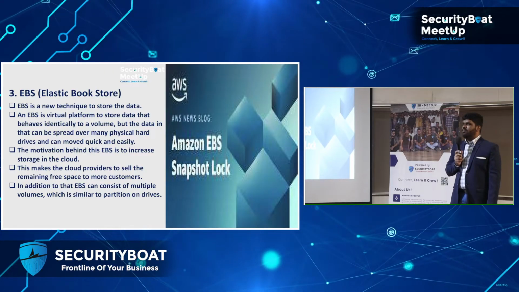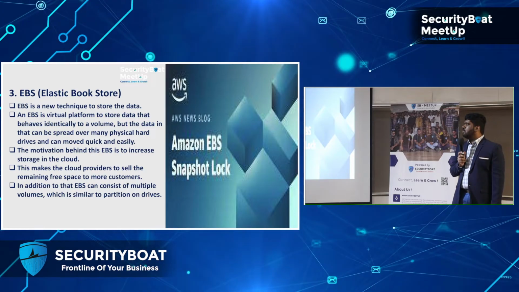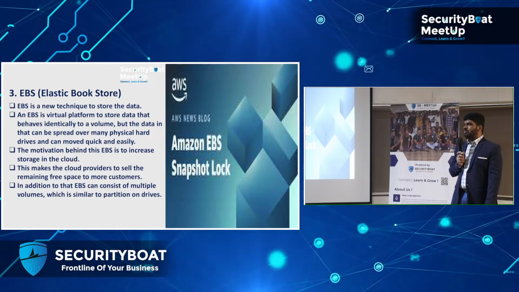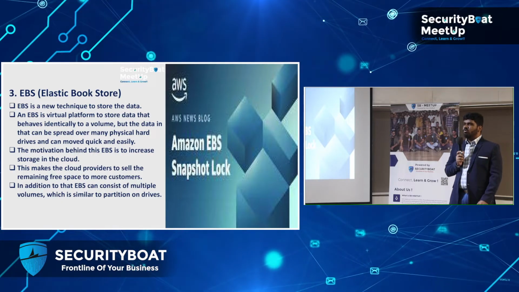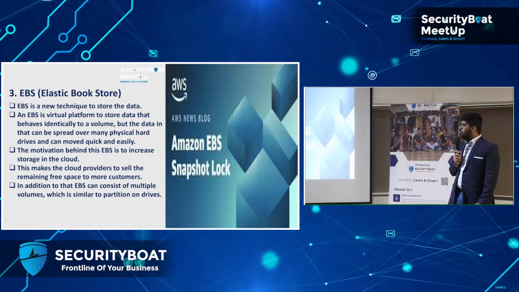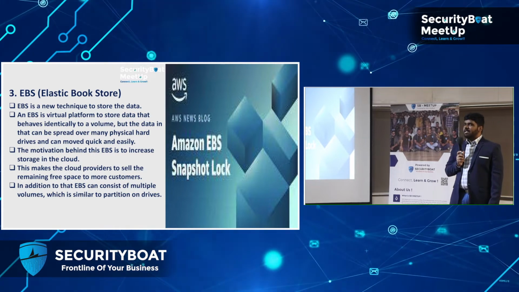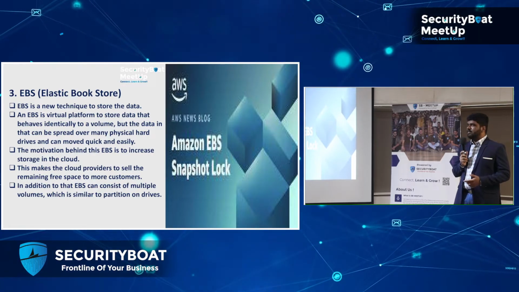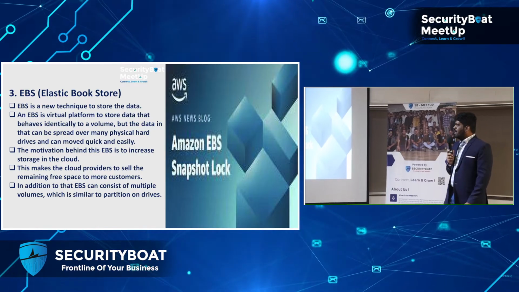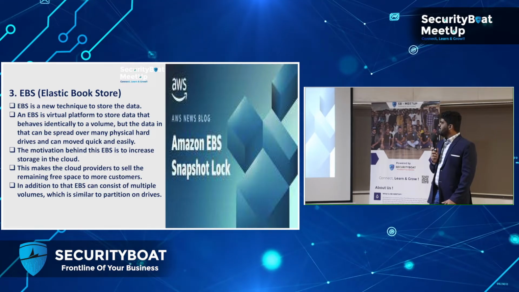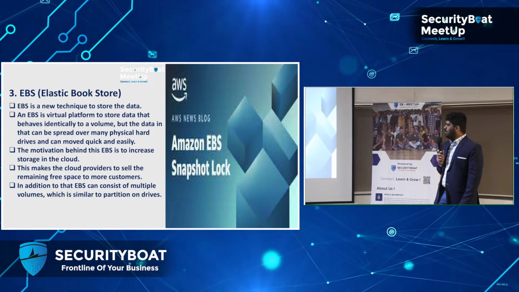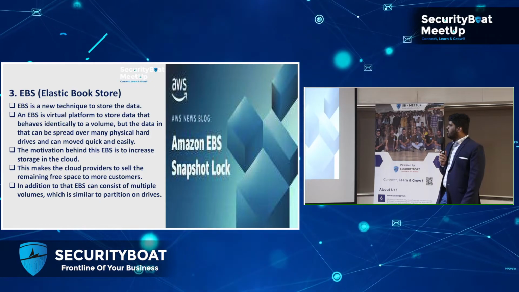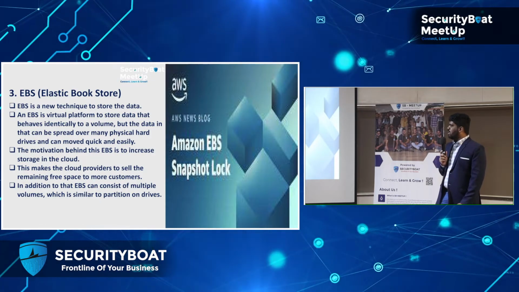Suppose there is one customer who wants 500 GB of data, but the cloud provider has 1 TB of data available to give to that customer. Instead of giving the full 1 TB, the cloud provider will partition that data into 500 GB each and give one part to the customer. By doing this, the cloud provider can sell the remaining free space to more customers. In addition, EBS can consist of multiple volumes, which is similar to a partition on a disk.